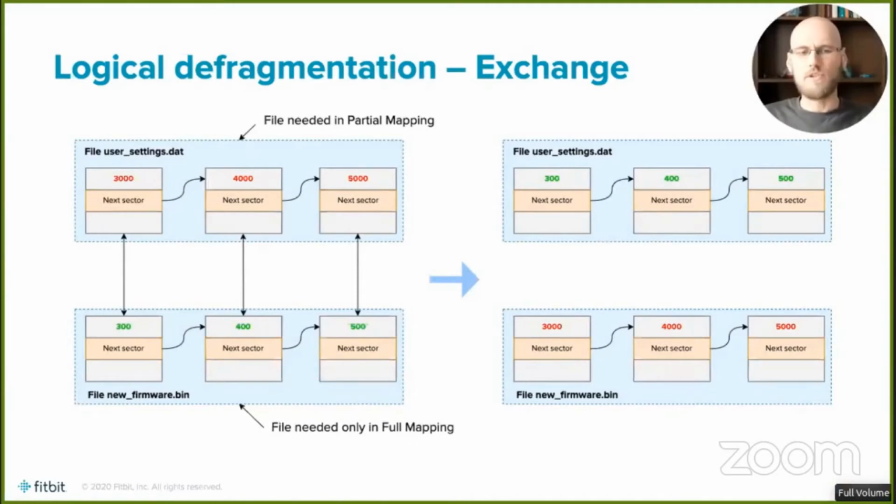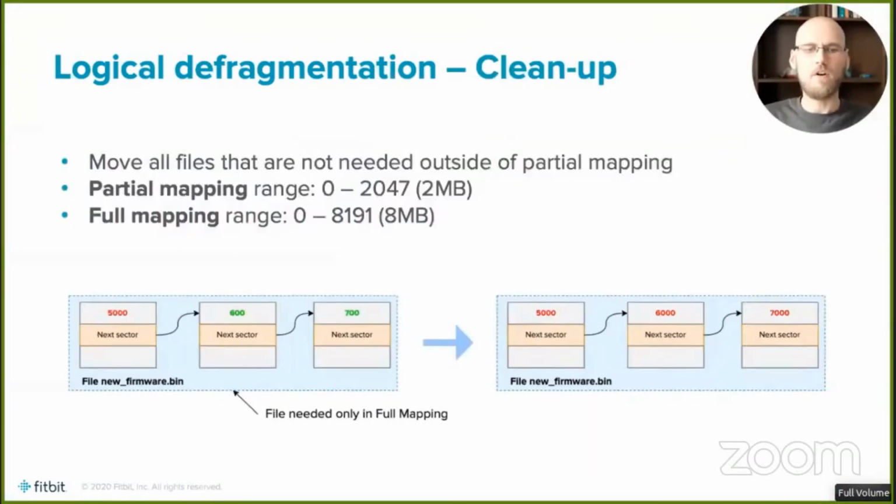We do not care about which logical sectors the new firmware file will receive, because in full mapping we can access any. The second step of logical defragmentation is cleanup, and its job is to move as much unneeded data as possible out of the 0-2048 range. After we switch to partial mapping, we want to have as many free logical sectors as possible. It iterates over each file under that special directory and replaces all logical sectors smaller than 2048 with logical sectors larger or equal to 2048.